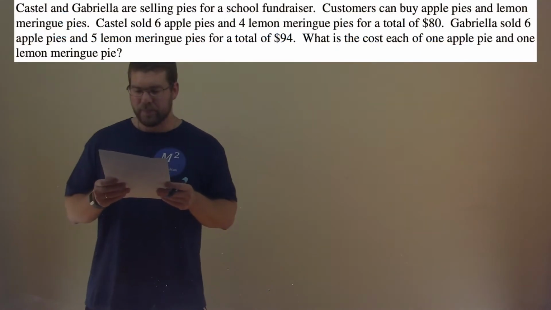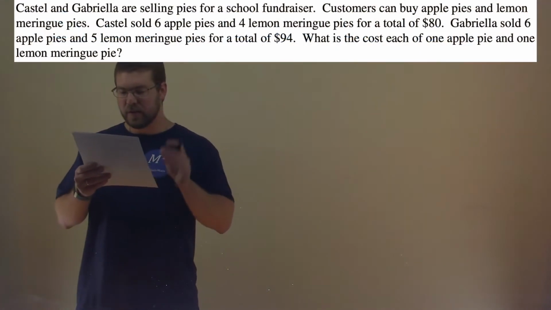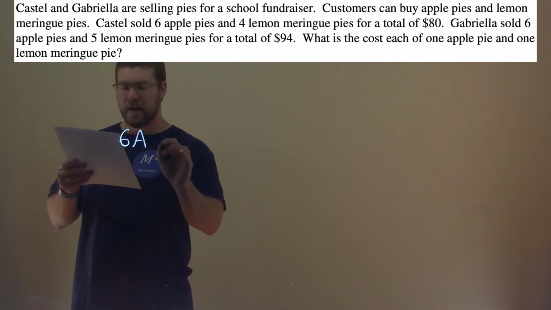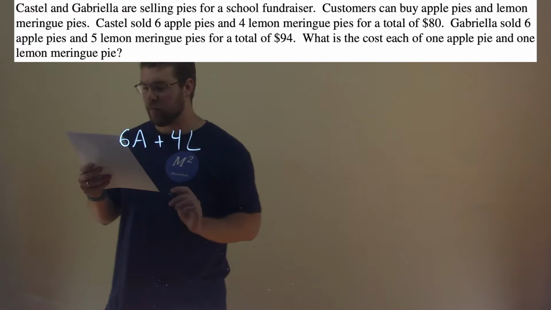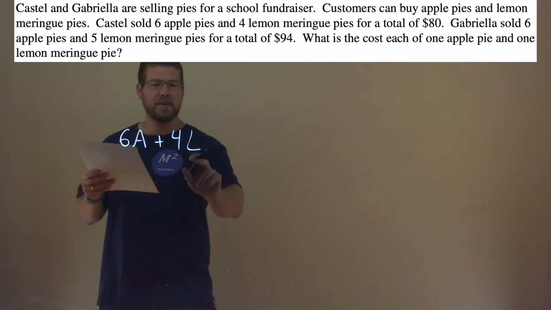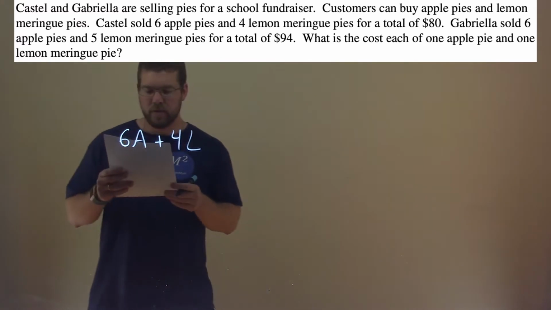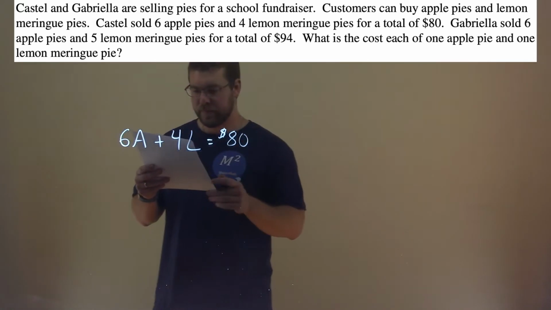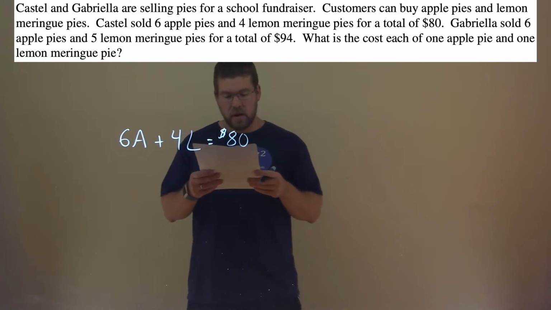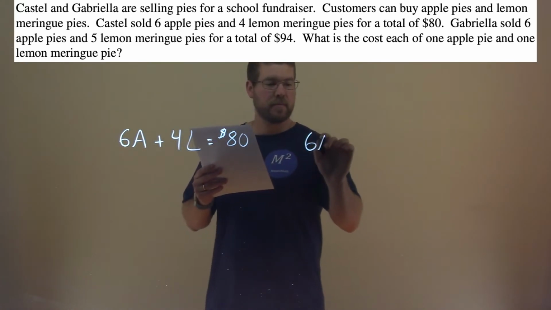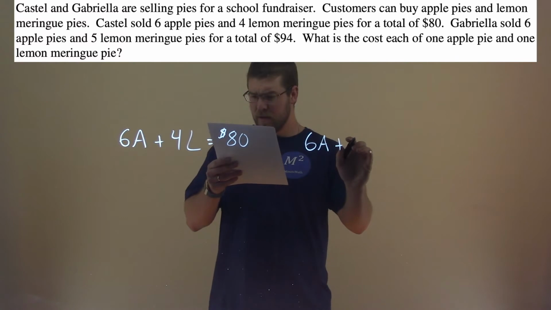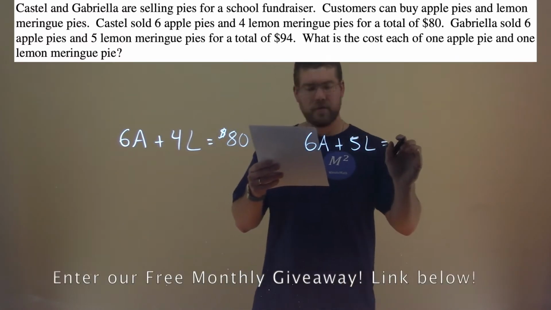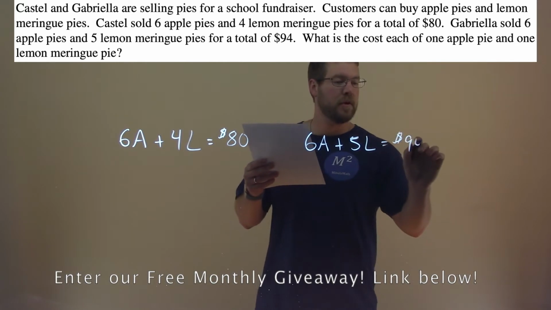All right. So the first thing they tell us, Castile sold 6 apple pies and 4 lemon meringue pies. So we'll say A is apple pies and L is lemon meringue pies for the school fundraiser. And that gave a total of $80. Gabriella sold 6 apple pies and 5 lemon meringue pies, for a total of $94. What's the price of each pie?